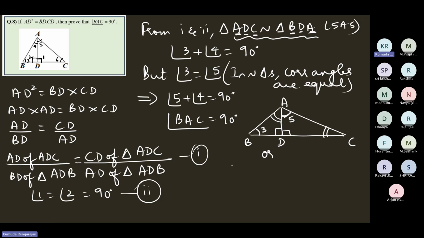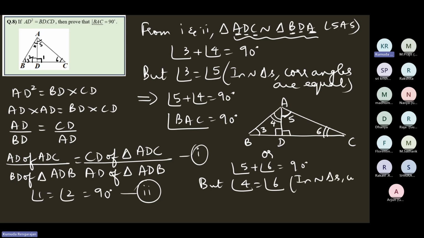So you can also do it like this. We've already proved the result. This is the other way, an alternate method. Angle 5 plus angle 6 is equal to 90. Okay, but we don't want this result. 5 plus 6 is 90 is fine, but we want 4 plus 5 is 90. That means you should show that 4 is equal to 6. Angle 4 is equal to angle 6. See here? These two angles are equal, because in similar triangles, corresponding angles are equal.